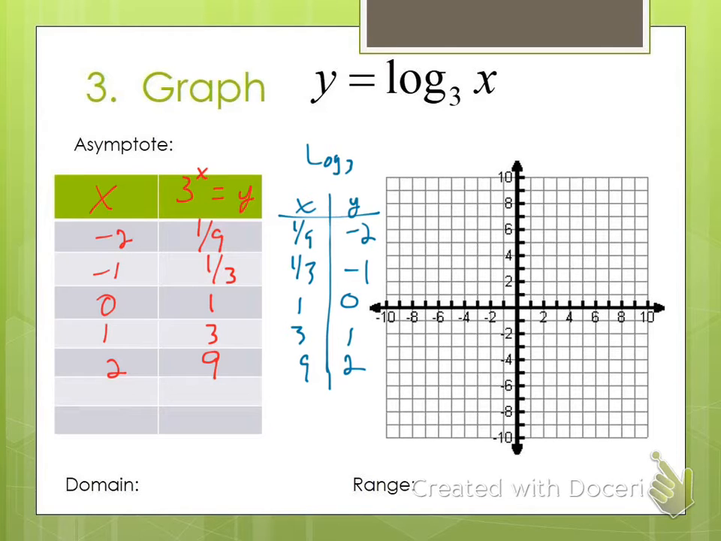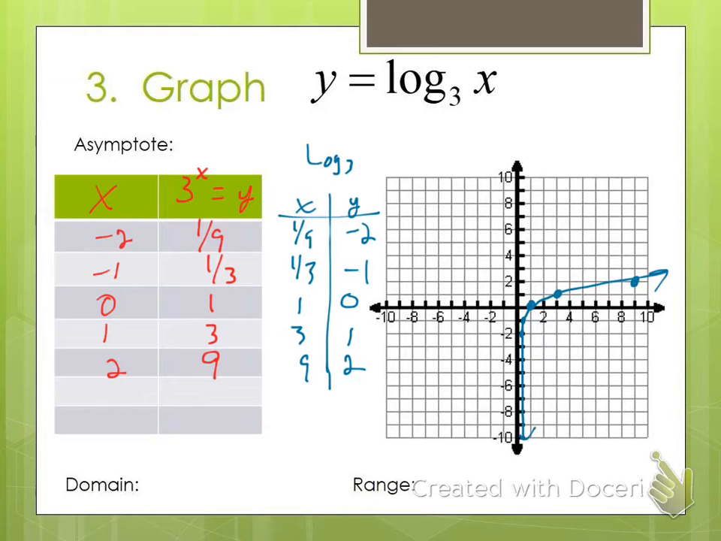And now we want to plot those points. Right? So 1/9 negative 2 would be here. 1/3 comma negative 1 would be there. 1 comma 0. 3 comma 1. And then 9 comma 2. And so there's your logarithmic graph. There is no shift here, so we don't have to worry about shifting it, so we can draw it in as a solid line.